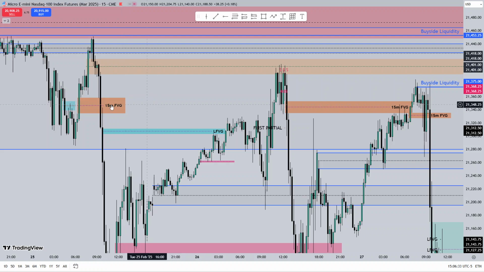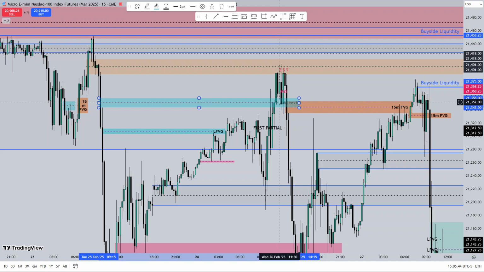And over here we can see the 50, like this is not the gap, this is the last fair value gap of this whole bearish run. Okay, and market simply broke this level also.